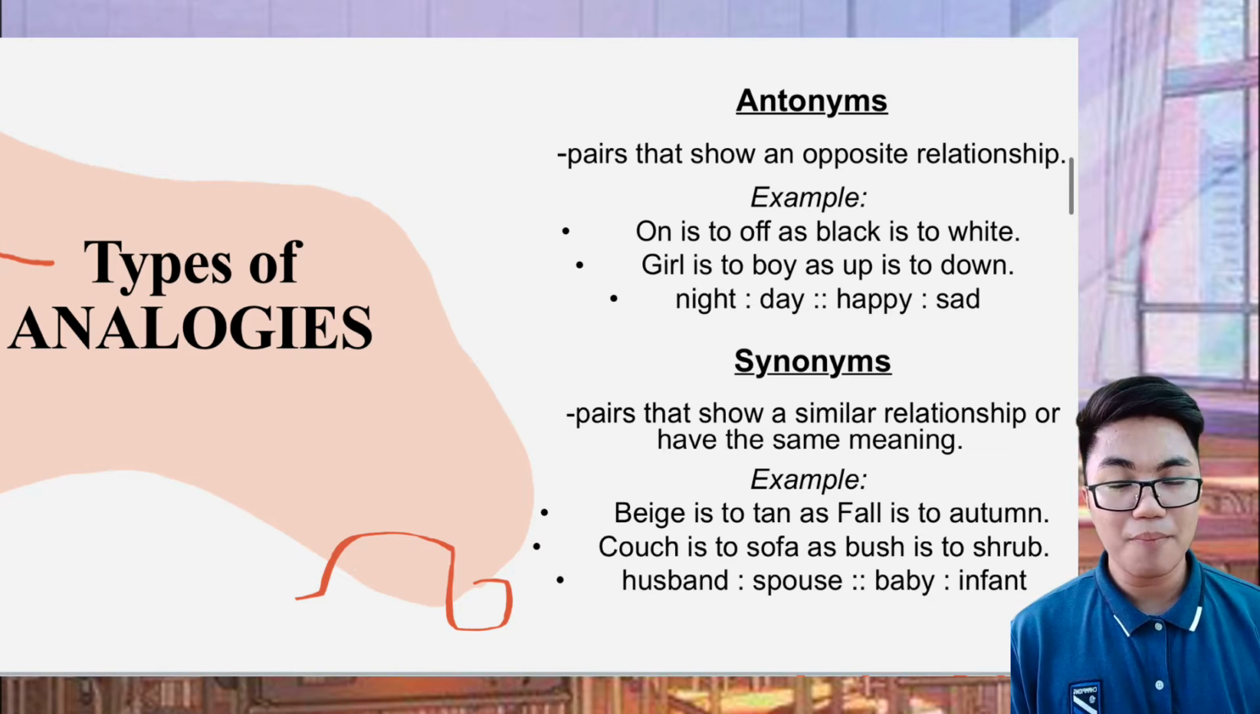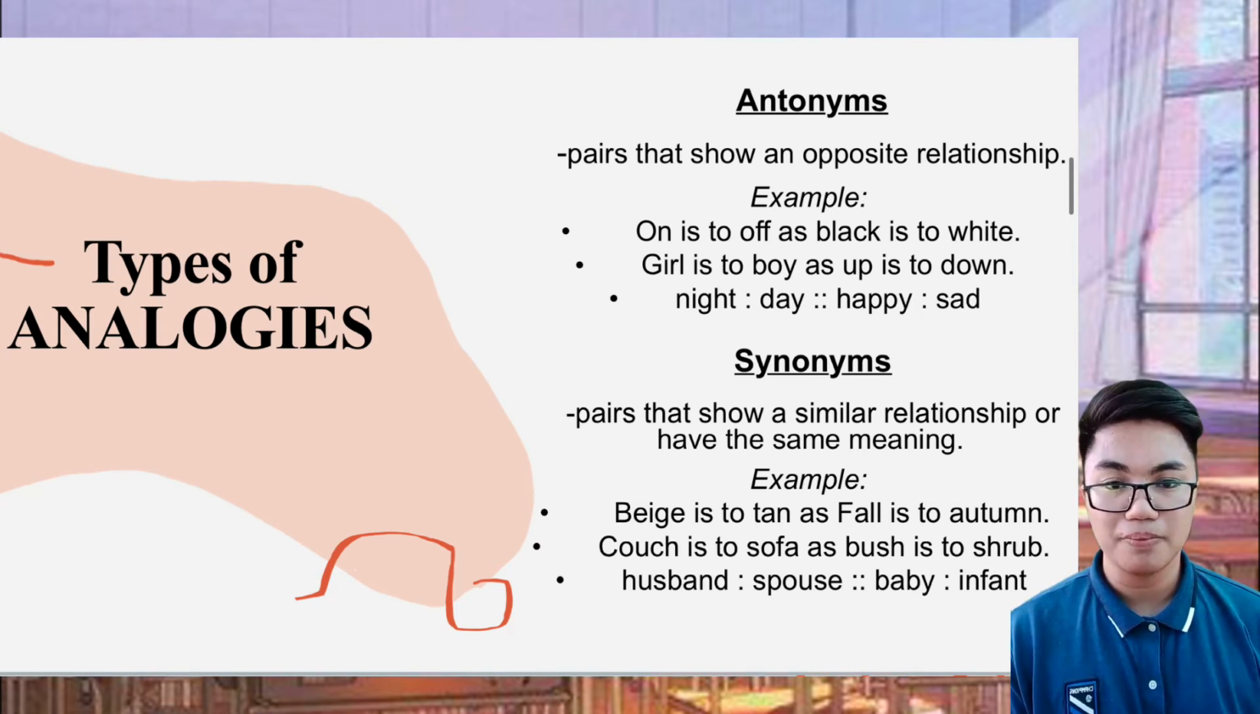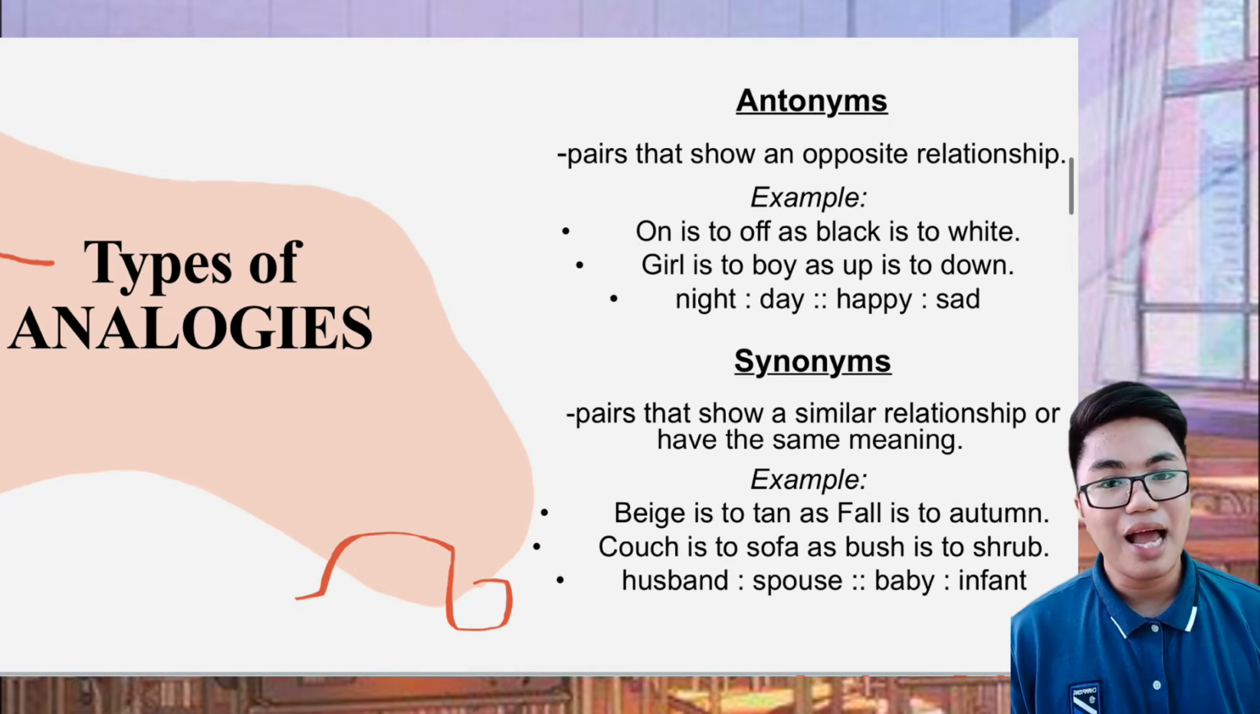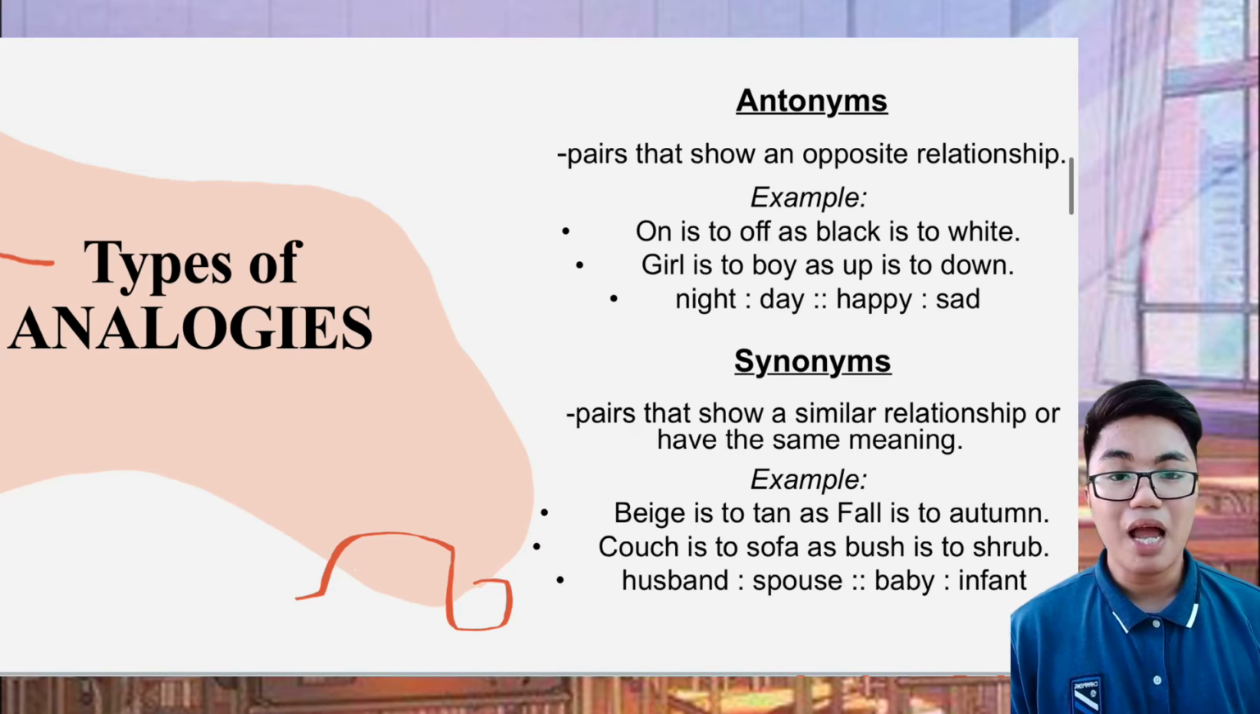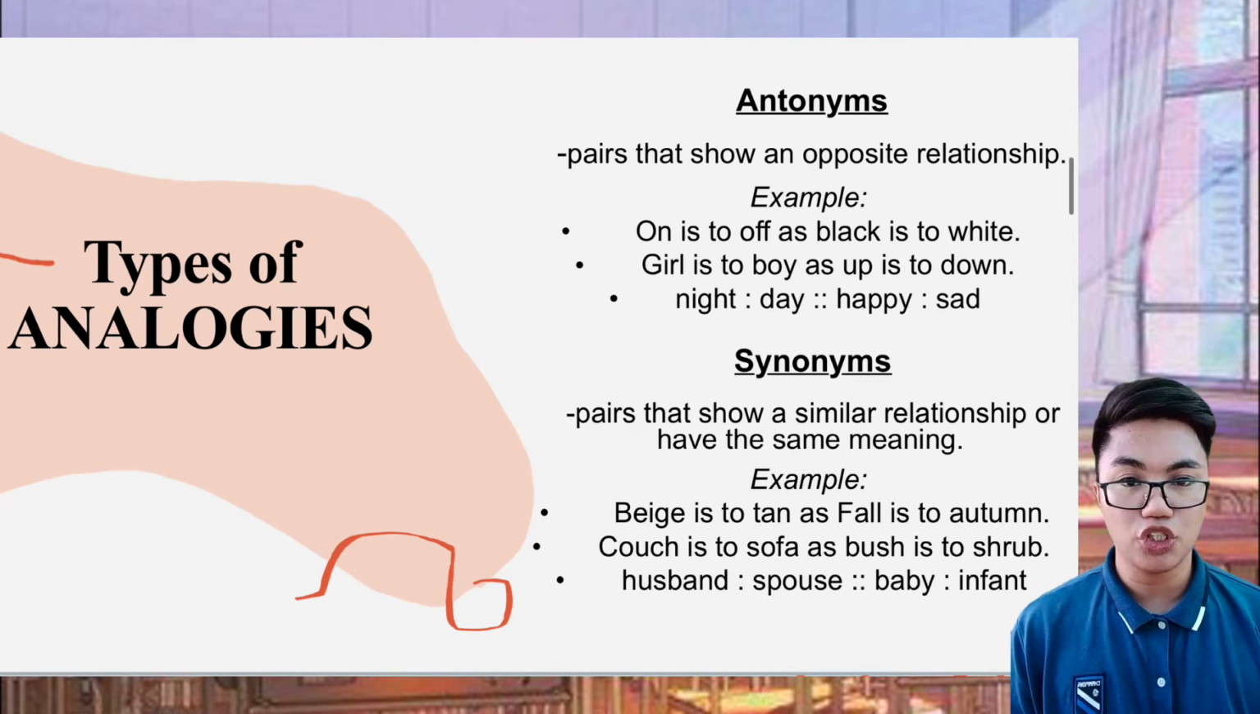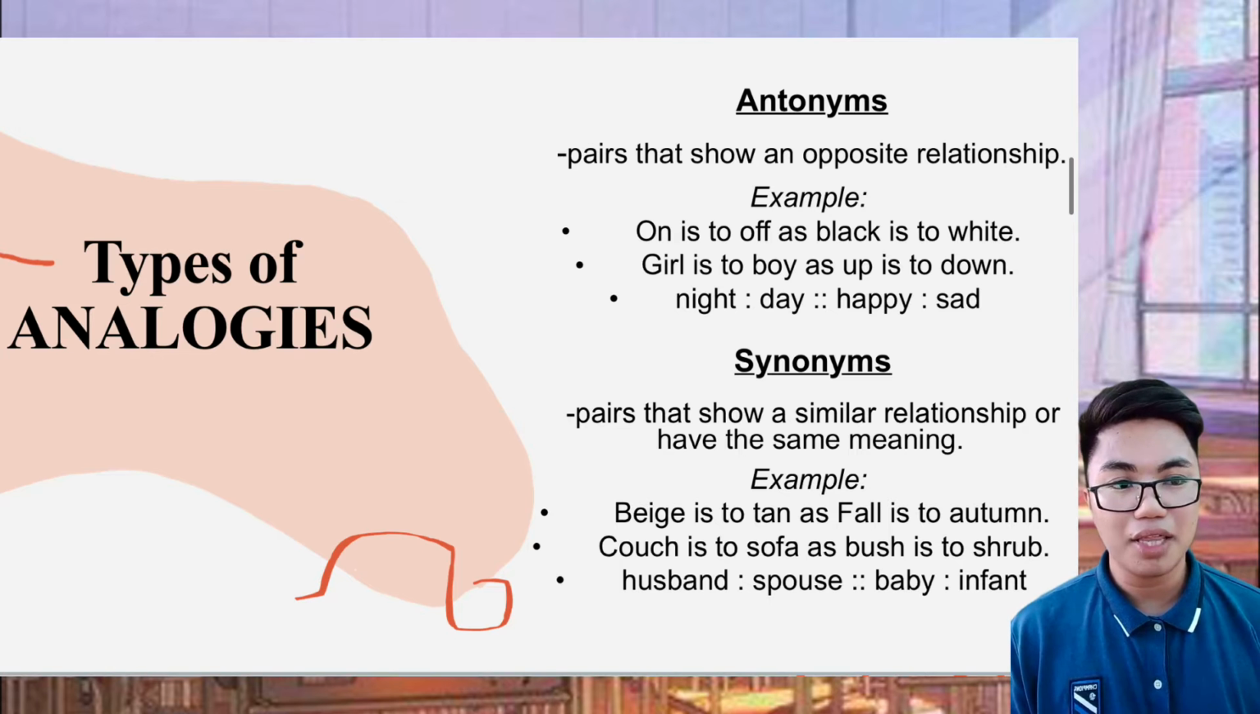The first two that I'm going to tackle are antonyms and synonyms. Antonyms are pairs that show an opposite relationship. Example, on is to off as black is to white. Girl is to boy as up is to down. Last example, night is to day as happy is to sad. Remember, antonyms, opposite relationship.